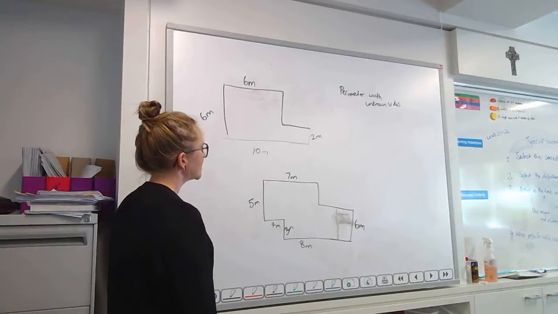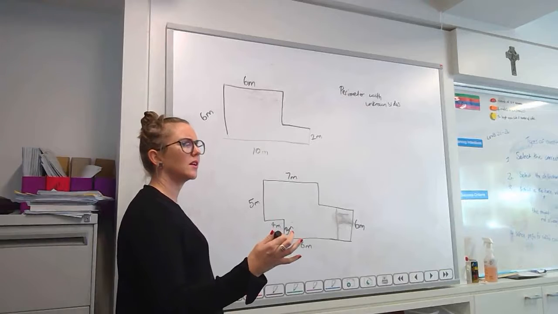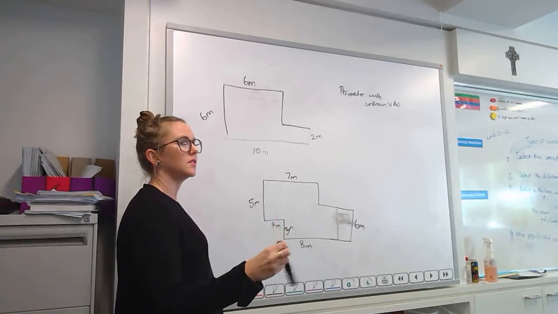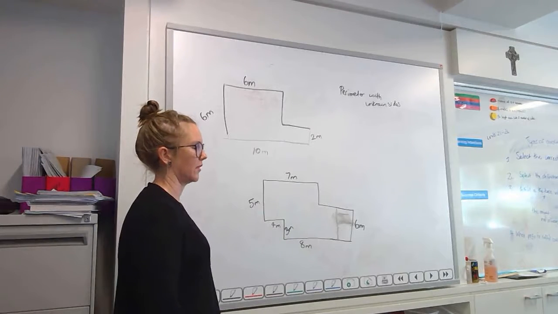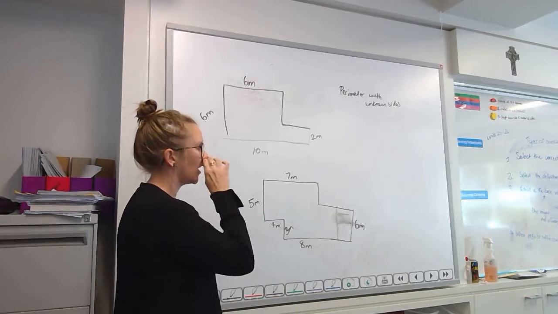All right. So perimeter again is the what? Outside. Distance or length of the outside of the shape. Okay. Cool.